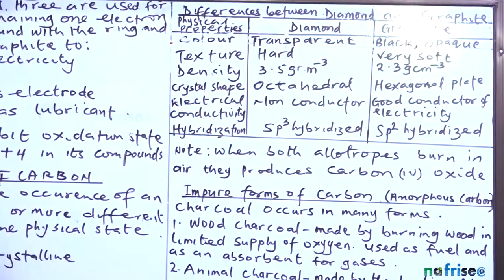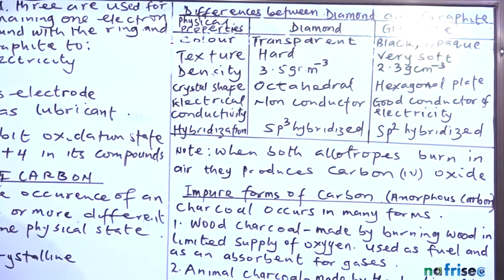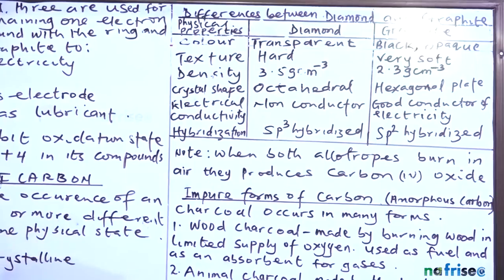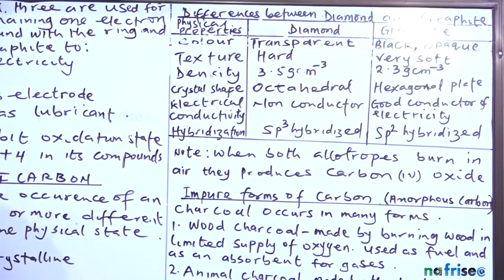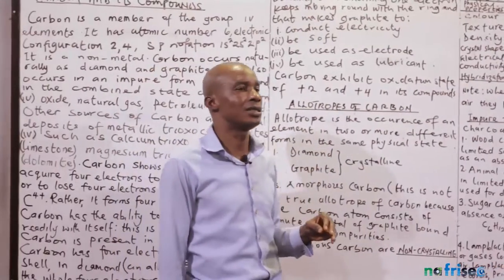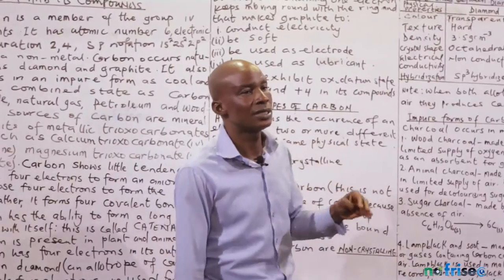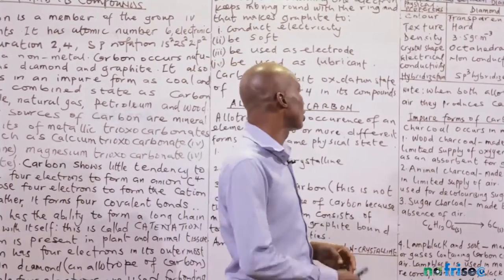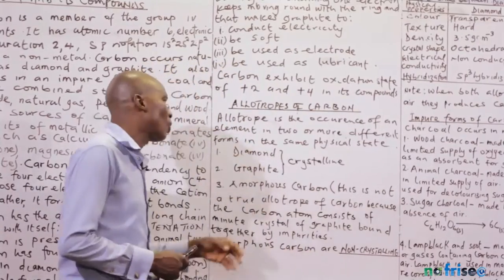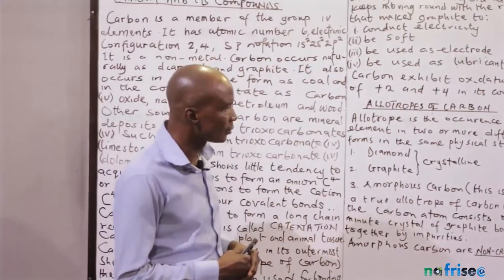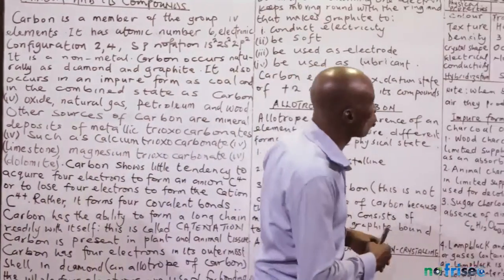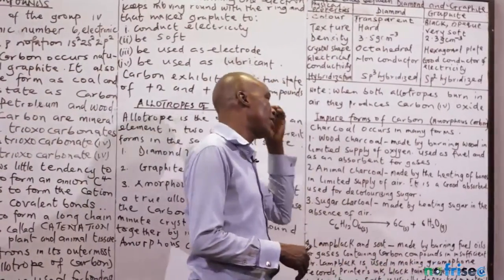It is important to note at this juncture that when you burn both allotropes in air, they both produce carbon dioxide. And that shows us that they are allotropes of the same element called carbon. Let's look at impure forms of carbon. That's amorphous carbon. Charcoal is one of the impure forms of carbon that we have.